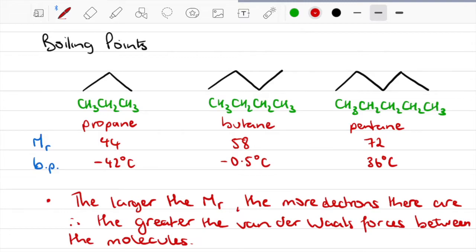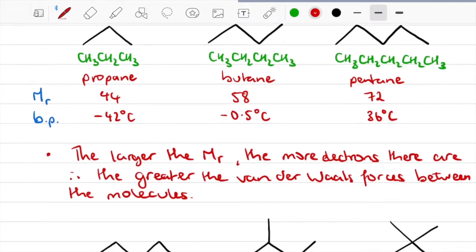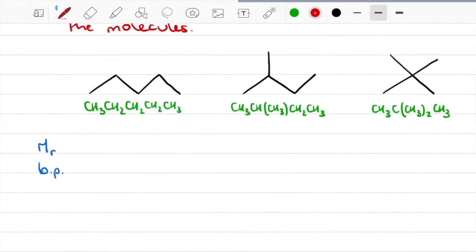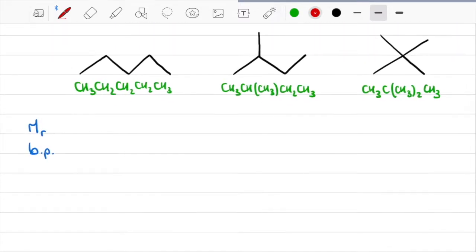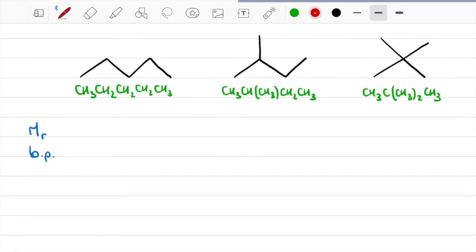So you first of all look at the MR. Now, sometimes when you do that, what you discover is that you could be comparing 2 molecules or 3 molecules with the same MR. So when that happens, we have to consider something else. If we look here, these are all isomers. So we've got pentane, and then we've got a branched version, and this is going to be methyl butane.